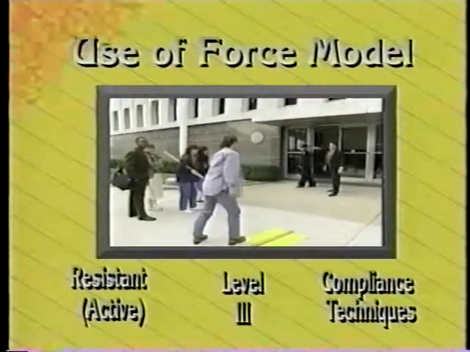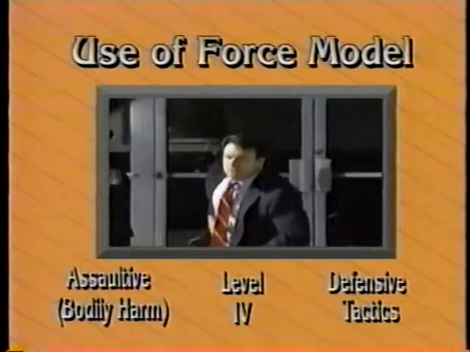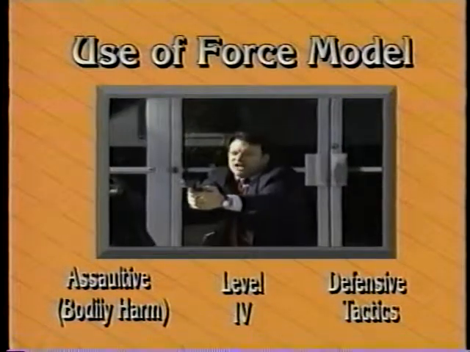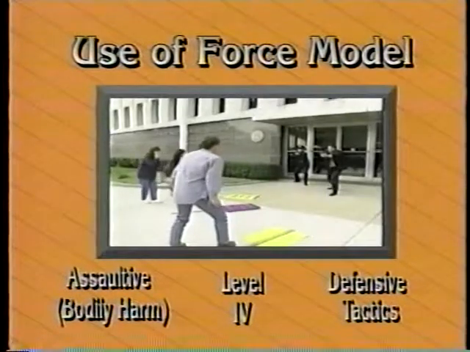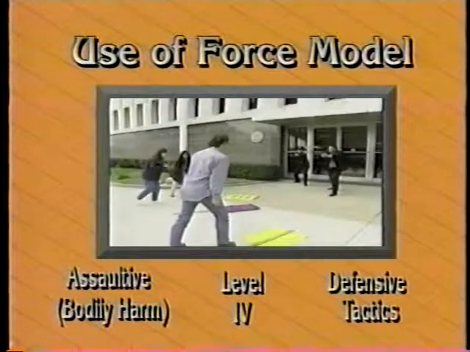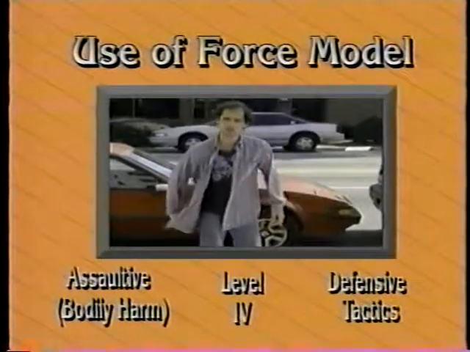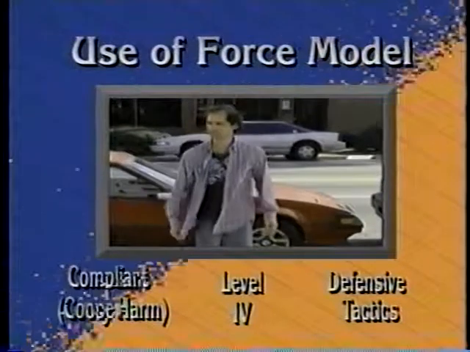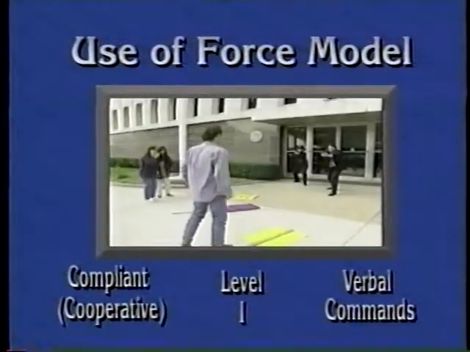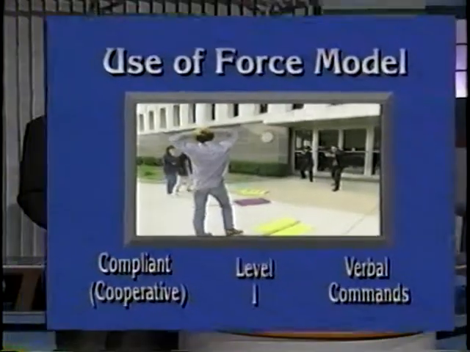The subject escalates the situation to the fourth level of the model by pulling a knife. Recognizing the risk of bodily harm and that intermediate weapons such as batons or chemical sprays are inappropriate due to the level of threat, our officers draw their weapons in response to the assault. The threat de-escalates quickly from here. Our demonstrator becomes compliant, and our officers take control of the situation.